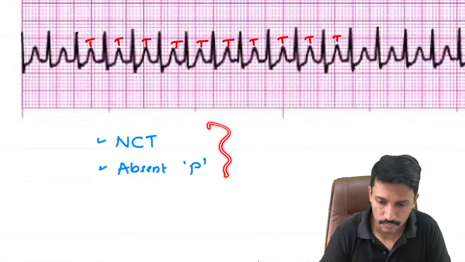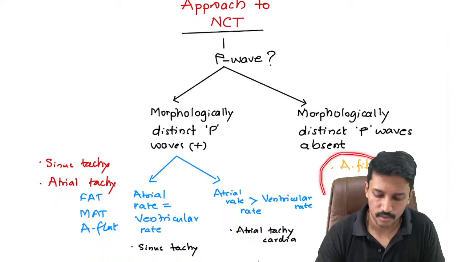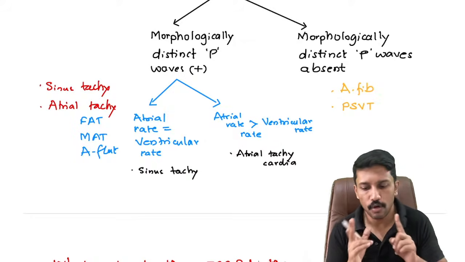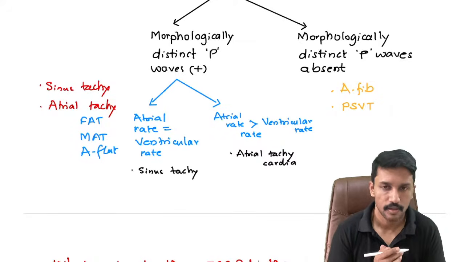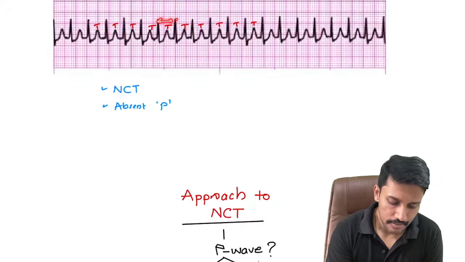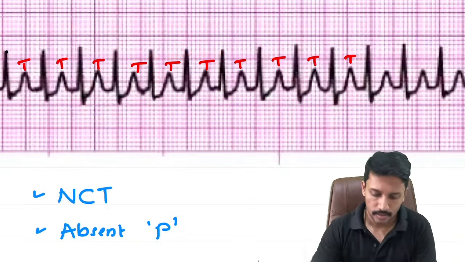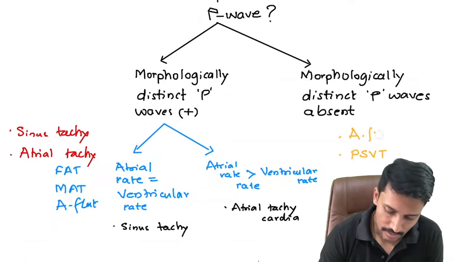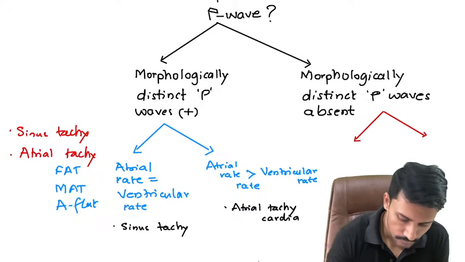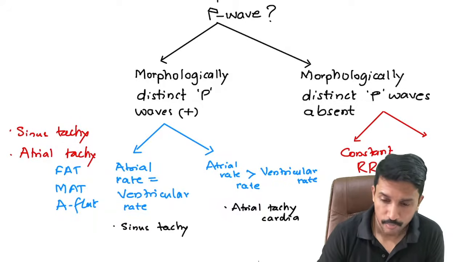So what are my differential diagnoses now? When I have narrow complexes and absent P waves, my differential diagnoses are atrial fibrillation and paroxysmal supraventricular tachycardia. Now, how will I differentiate between these two conditions? For that, I have to look at the RR interval, whether it remains constant or varies from beat to beat. So if I have absent P waves, I have to look at the RR interval. And if the RR interval appears to be constant, then my diagnosis will be PSVT.